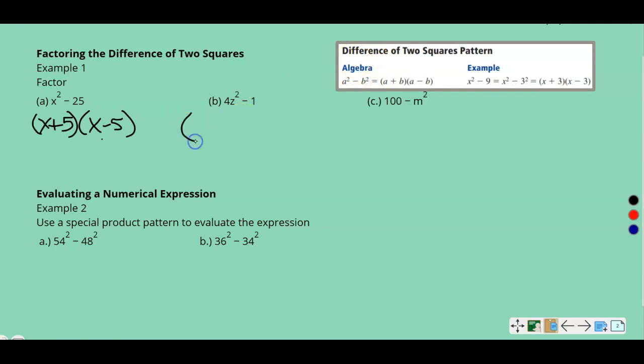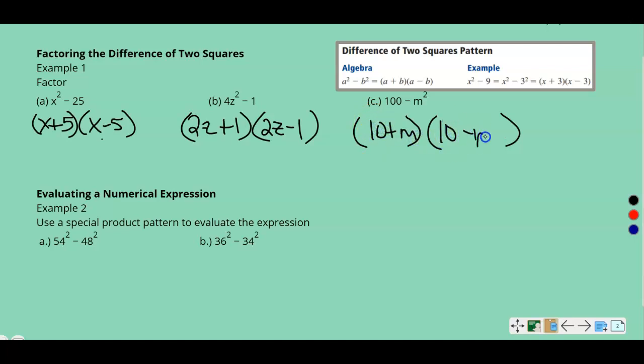All right, so B part. We've got 4z squared. 4 and z squared are both perfect squares, and 1 is a perfect square. 1 times 1 is 1, so that is a perfect square. So we're going to have 2z plus 1 and 2z minus 1. All right, and C part, 100 is 10 times 10. m squared is m times m, so we have a difference of squares here. So we're going to have 10 plus m and 10 minus m for our difference of squares there.